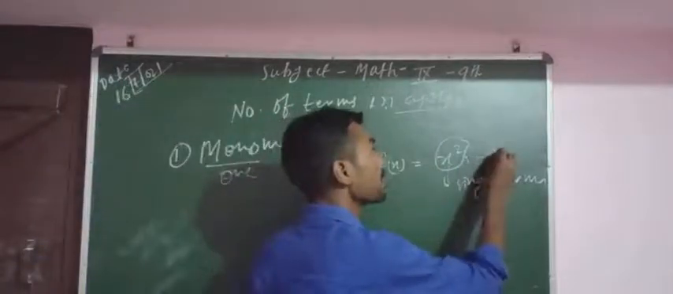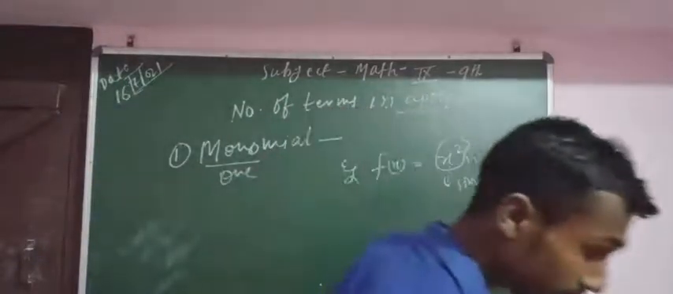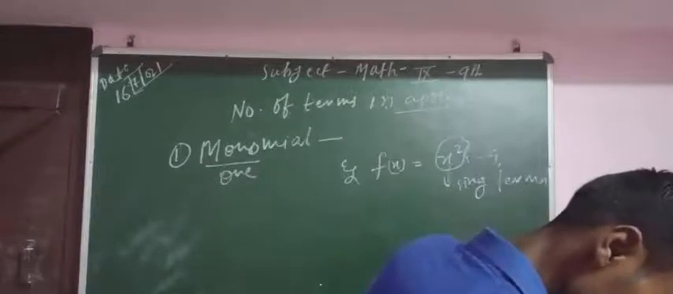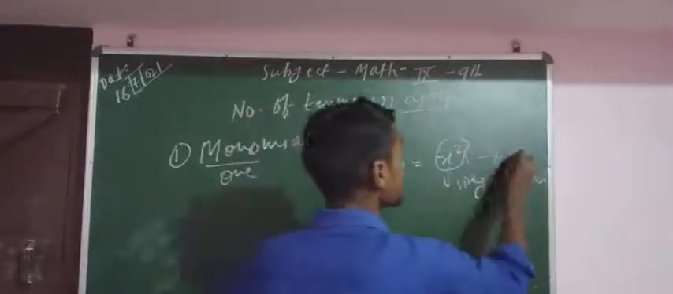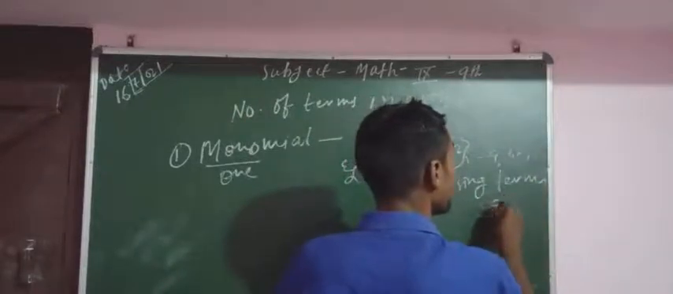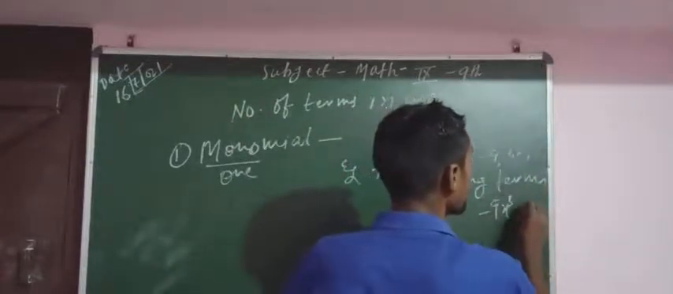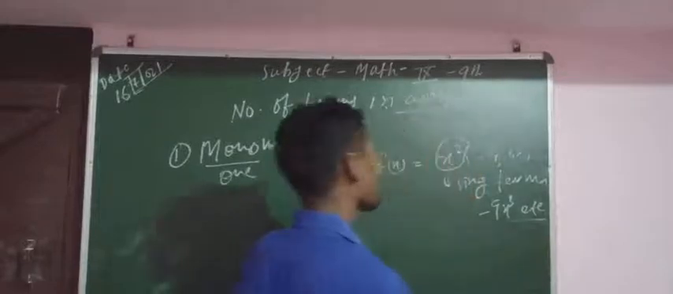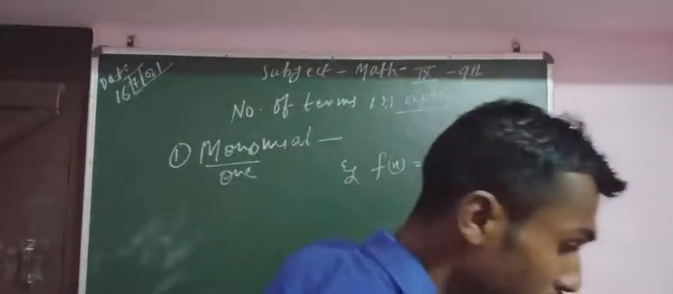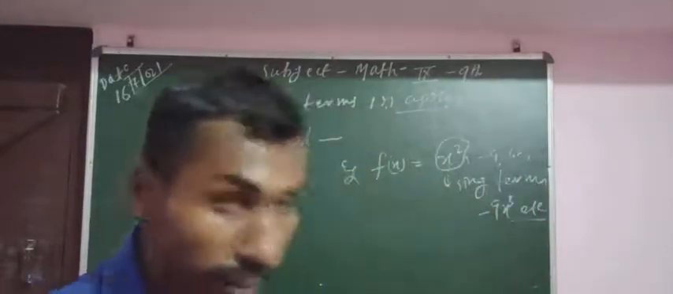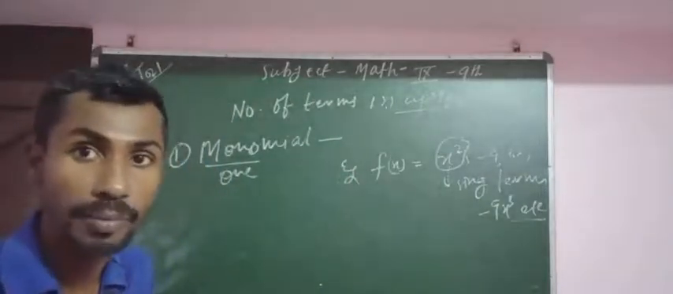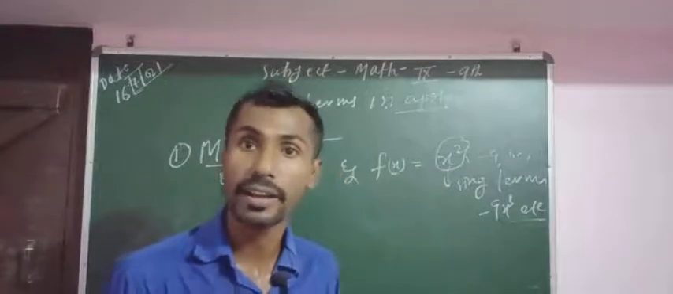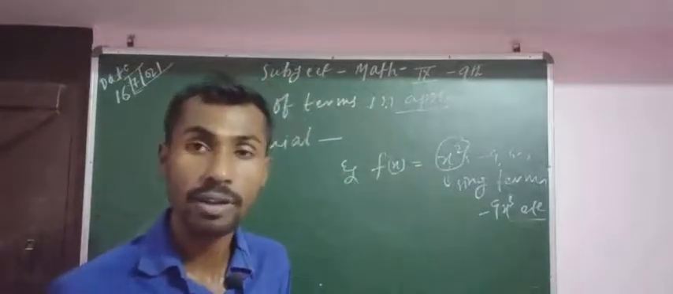Maybe minus 9, maybe minus 14, 6x, anything. 6x, minus 9x cube, etc. These are examples of monomial. A monomial is a polynomial containing one term. A polynomial containing one term is called monomial.